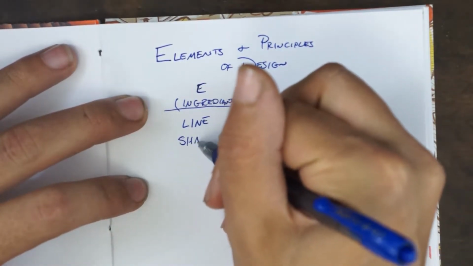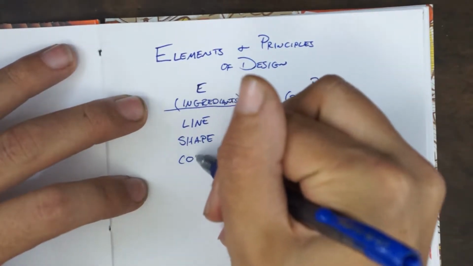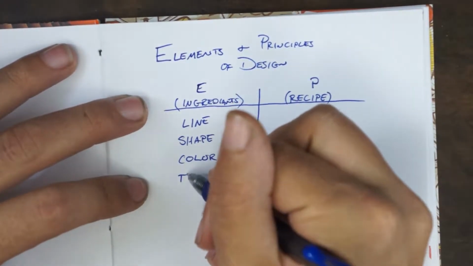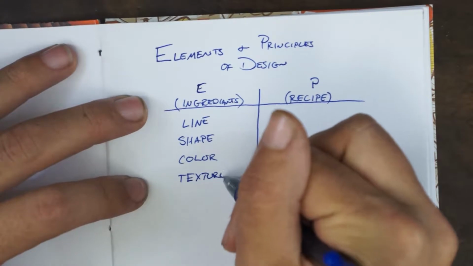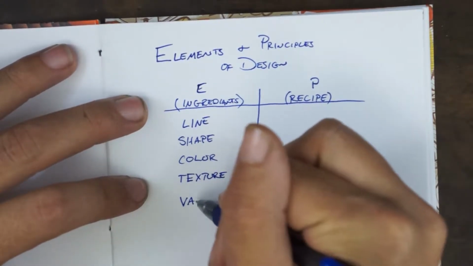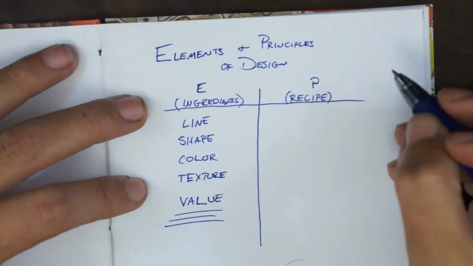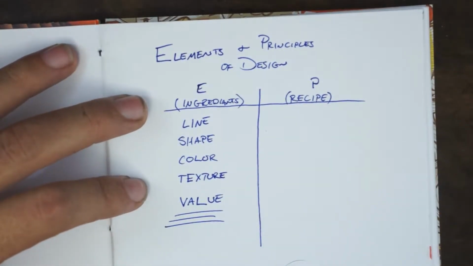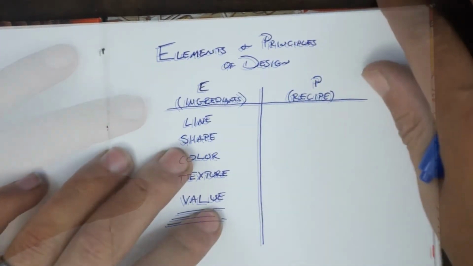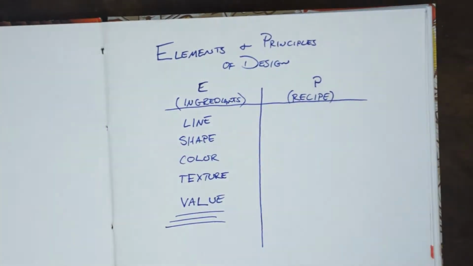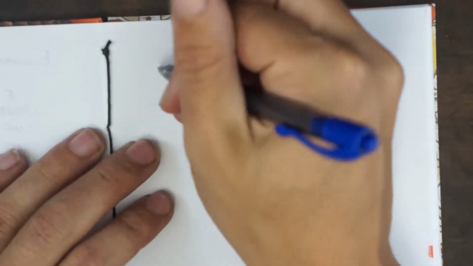Line, shape, color, texture, and value. But by far, value is the most important. Before we dive into what each of these are, please understand that it is possible to go very in-depth with each principle and element of design, but that's not what we're doing here today. We'll just cover the basics.